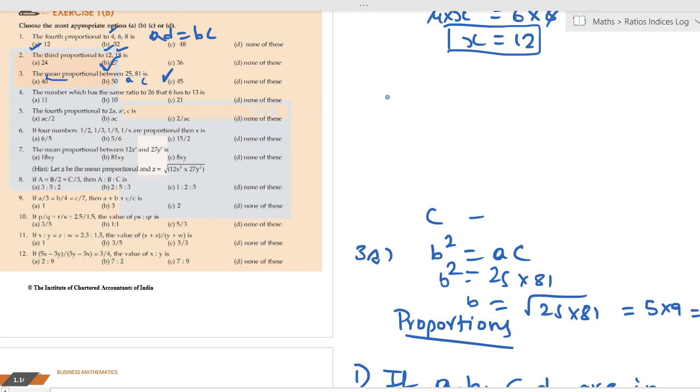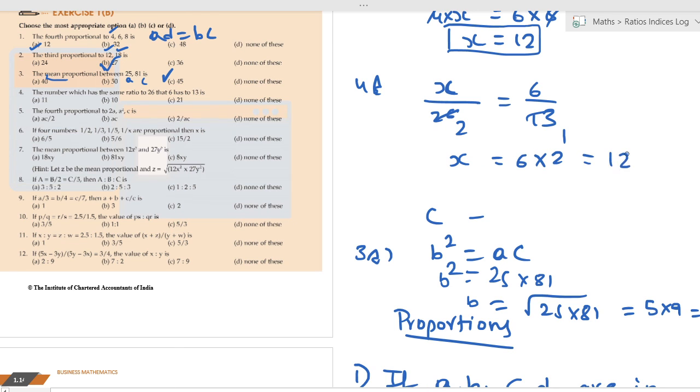Let us go to the fourth question. The number which has the same ratio to 26 that 6 has to 13 is. So guys, same ratio, let the number be x. The ratio to 26 equals 6 by 13. What is the value of x? 13 ones are 13, 13 twos are 26. X is equal to 6 into 2 equals 12. 12 is not there in the question. Answer is D.